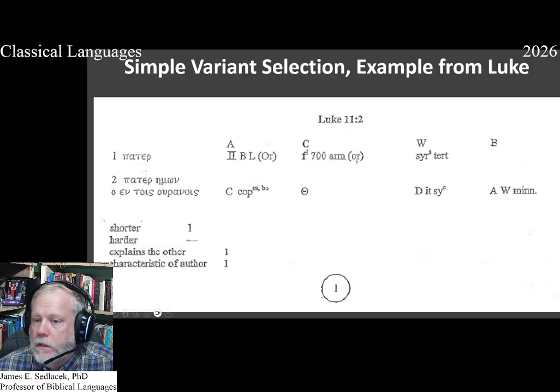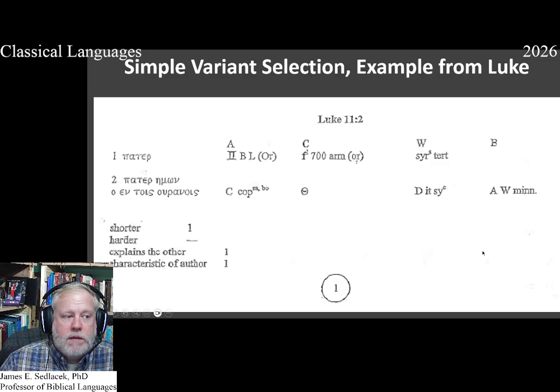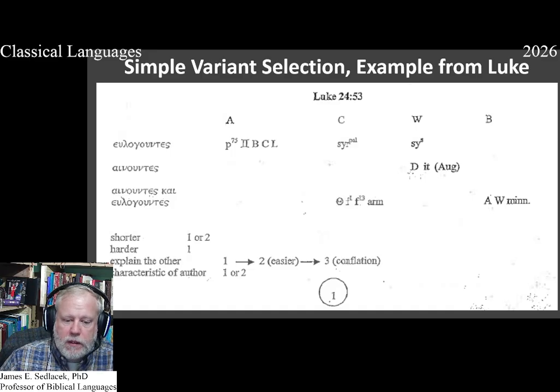Now, UBS 5, Nestle-Aland 28, for the most part, oldest is best, and Aleph and B united is hard to break. That's not always the case, but if you've got Aleph and B together, like here, that's most likely going to be the reading. Now, what can you do with this stuff after you've done it?